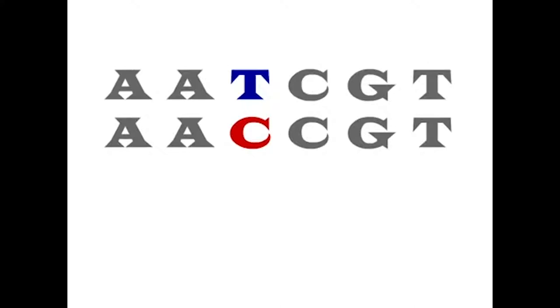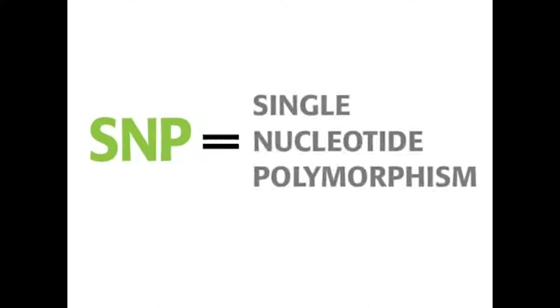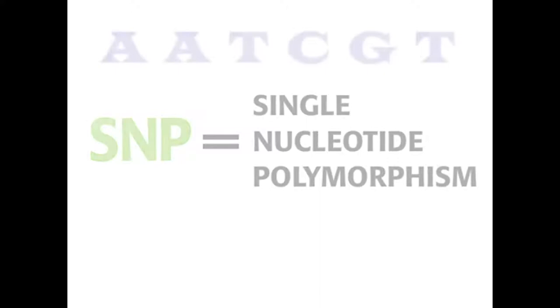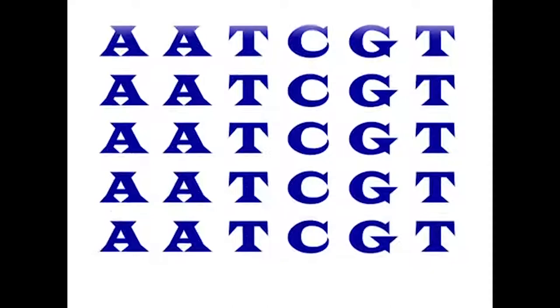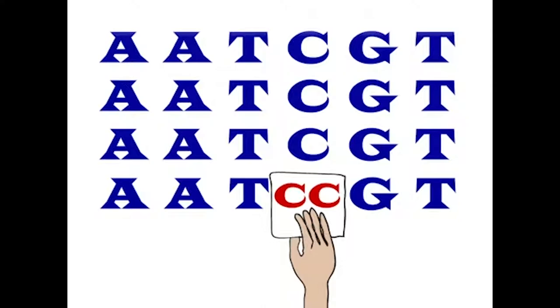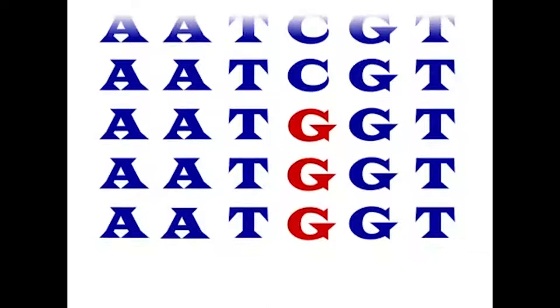Variation at a single base pair is called a SNP, or single nucleotide polymorphism. When the body makes new cells, it doesn't make many mistakes. But nobody's perfect. Sometimes, when the genome is copied to make a new cell, a single base pair gets left out, added, or substituted. Single base pair substitutions create SNPs.